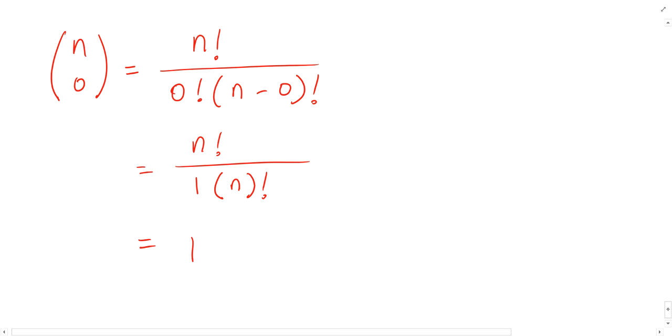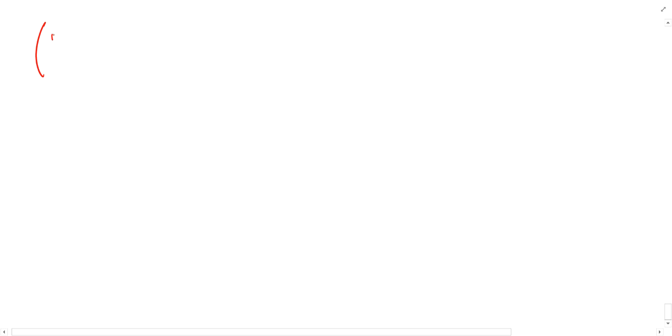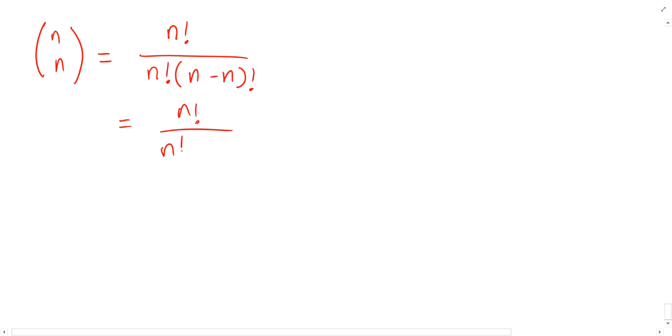Then let's look at the next one. We've got n choose n. We know that this is supposed to give us 1. Why is that so? We're going to use the formula again. n factorial divided by n factorial multiplied by n minus n factorial, which gives me n factorial divided by n factorial times 0 factorial. How much is 0 factorial? 1. So this gives me 1. This one can cancel. This one is equal to 1.